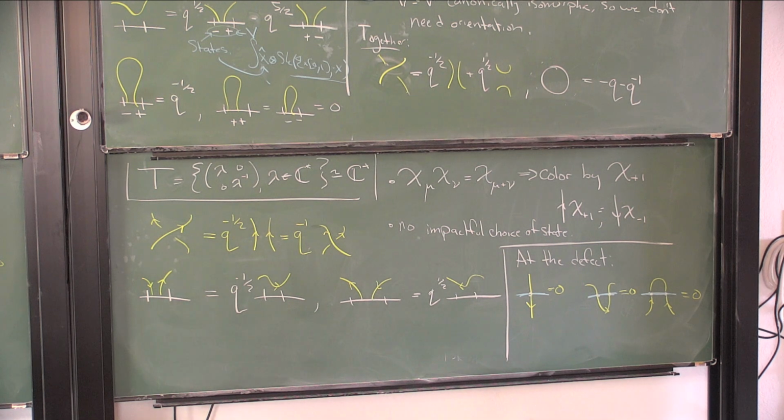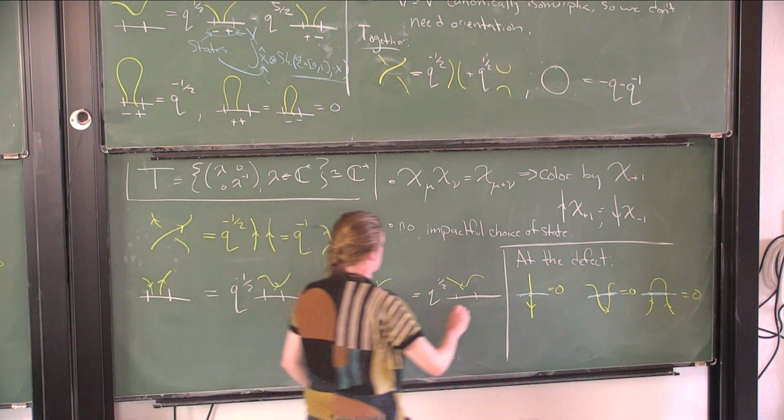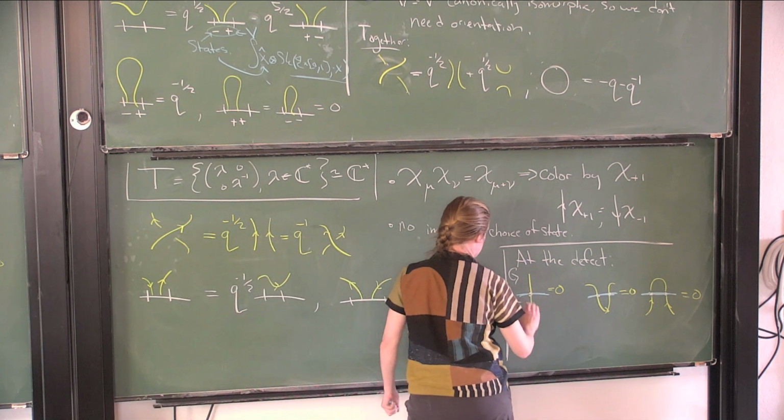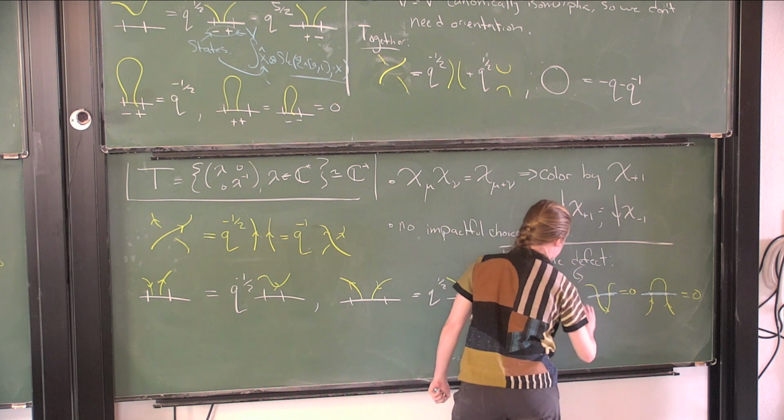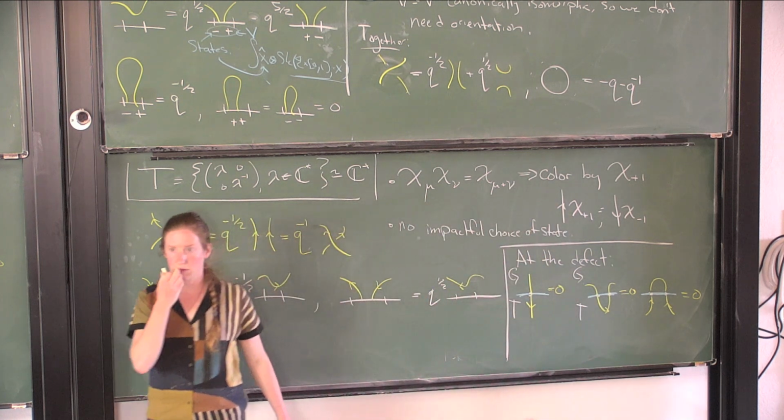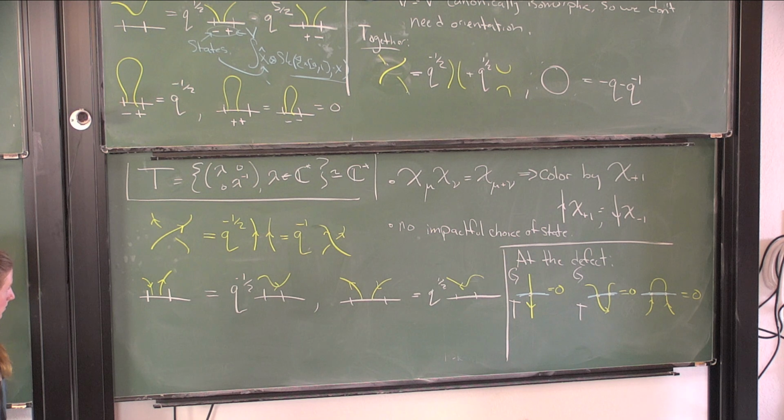Okay. Are there questions on this? Can you say which one is G and which one is T? Yeah. On top. The arrow going up would not be 0. Yeah, the arrow going up is not 0.